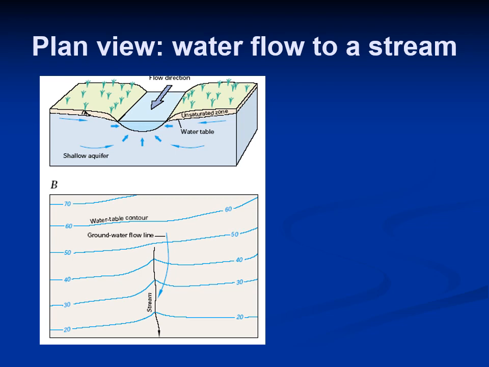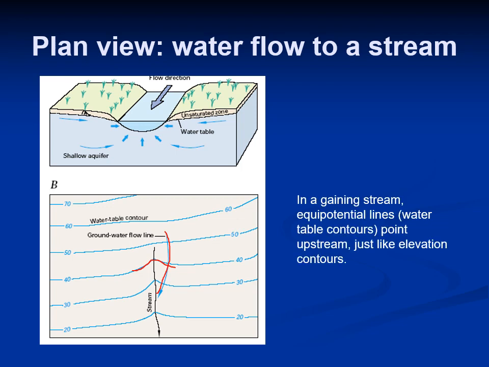Notice the way that potential lines bend near the stream. They form a V that's pointing upstream. This is an indication that this is a gaining stream and that groundwater is flowing into the stream. The curved equipotential lines cause the flow lines to curve towards the stream. In a gaining stream, equipotential lines point upstream, just like elevation contours.